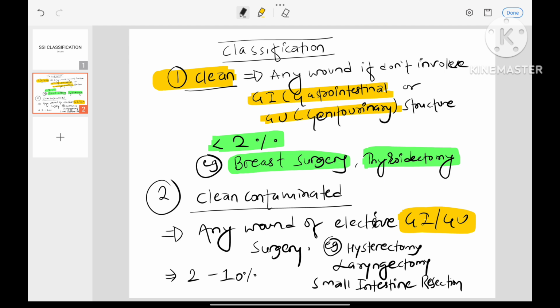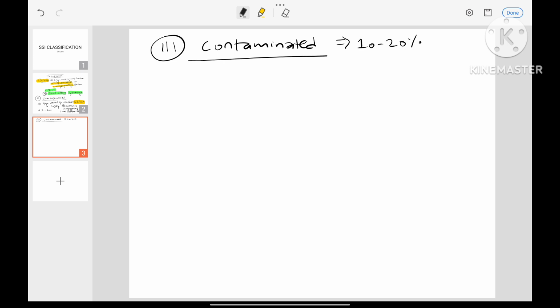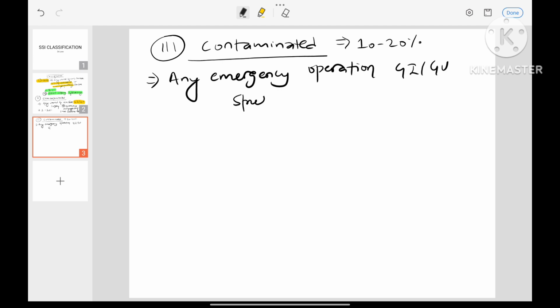Okay, so another type of wound that we have, the third type, is contaminated wound. As the name suggests, the wound has a high chance of contamination, with infection around 10 to 20%, and this is usually seen in any emergency operation that involves GI or GU structures. Suppose we have to do an emergency hysterectomy.